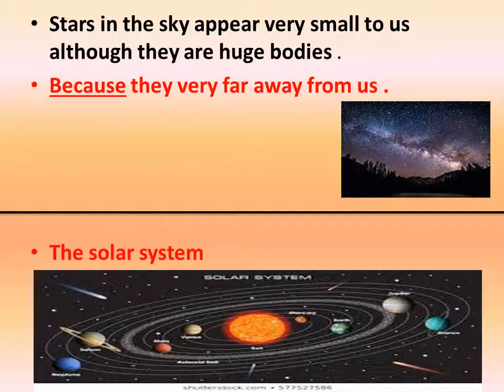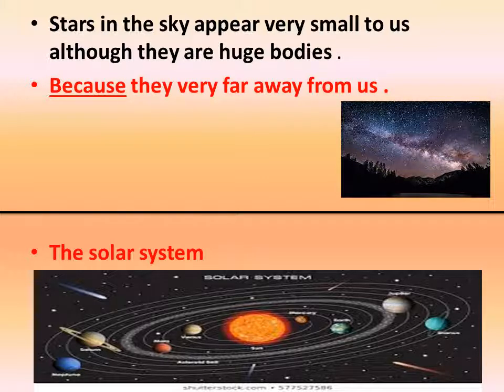When we look at the sky, stars seem very small to us, but they are huge or very big bodies. So, why when we look at the sky do stars appear very small? Because they are very far away from us. So, stars in the sky appear very small to us, although they are huge bodies, because they are very far away from us.